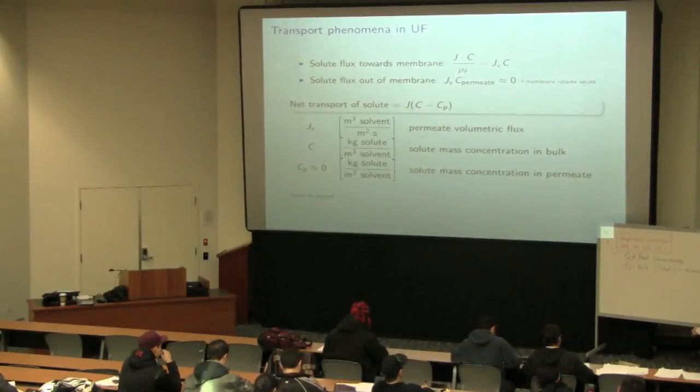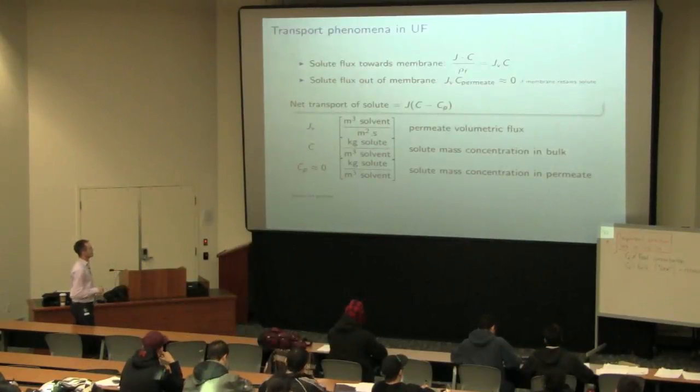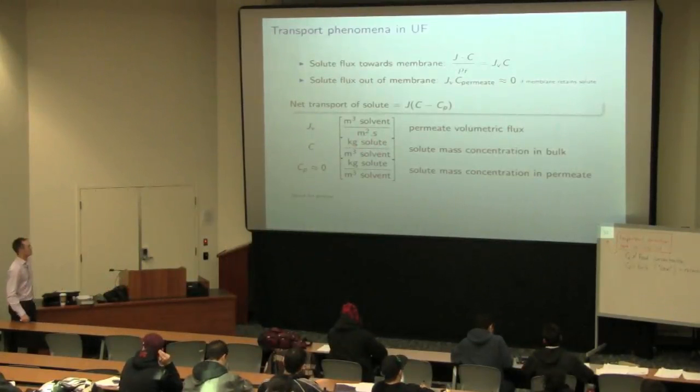And I've put the units here so that you can work through them. Please make sure that those units are consistent to yourself and you understand what those units are. The most important unit here that's new for us in today's class is the term C. It's the concentration of the solids, and it's kilograms of solutes divided by the volume of solvents.